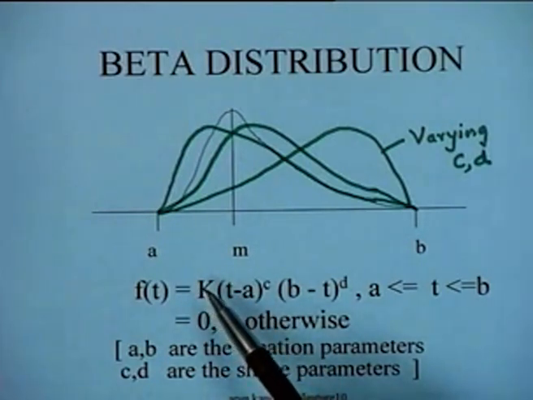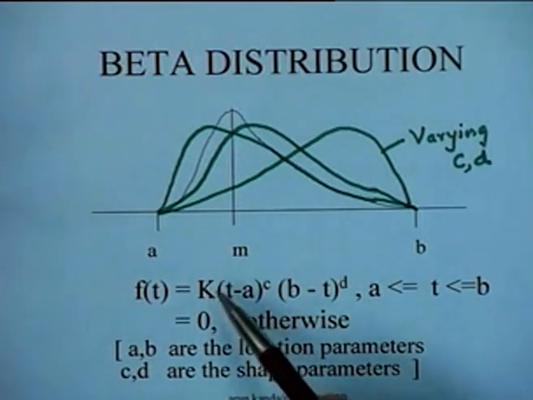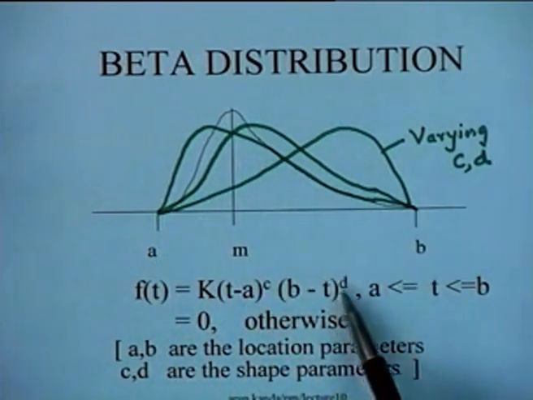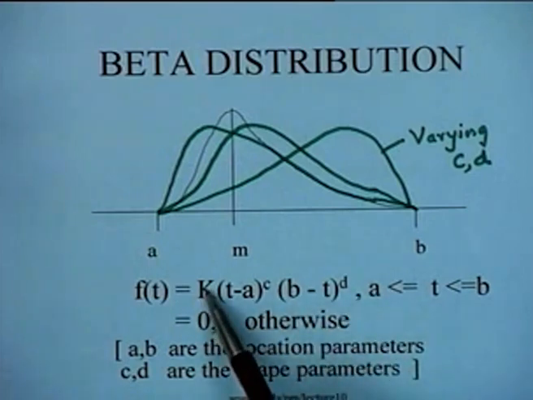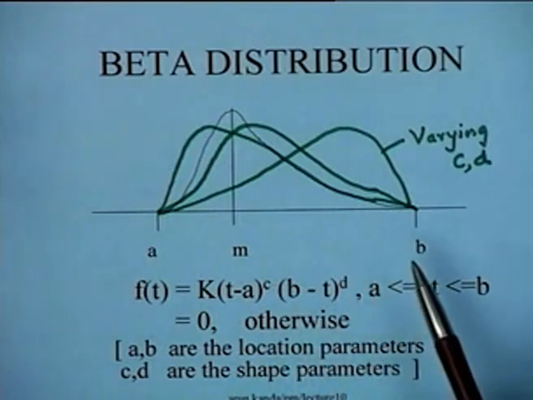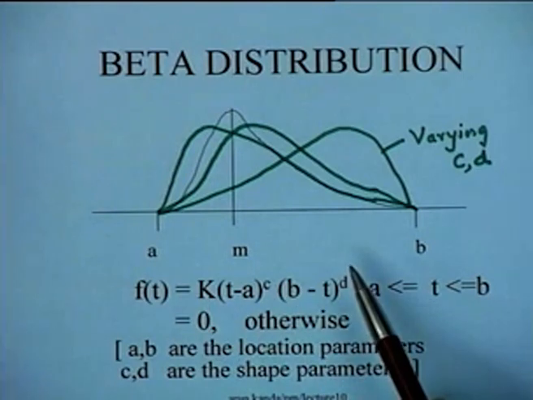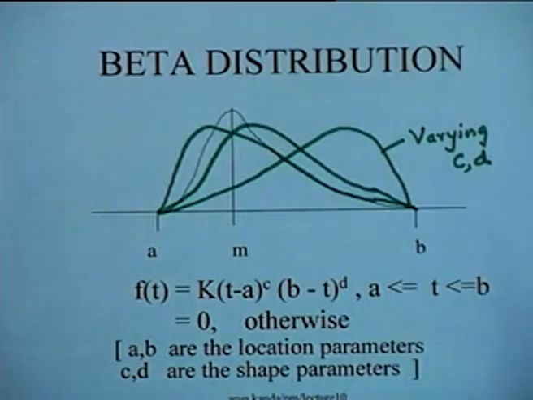Why is k not a parameter? It's simply not a parameter because the total area under the curve must be equal to 1. And so if you do that, you would get the value of k in terms of the various parameters a, b, c and d. And therefore, k is really not a parameter of the distribution. So this is a beta distribution which is chosen by the originators of PERT to represent the activity times.